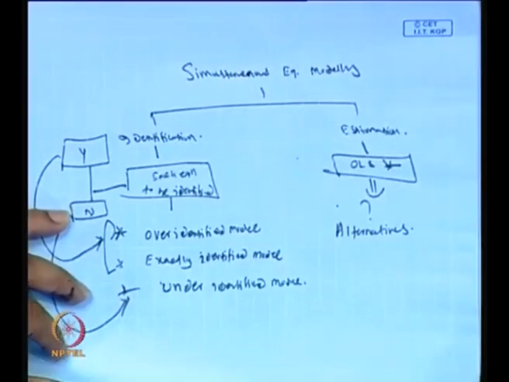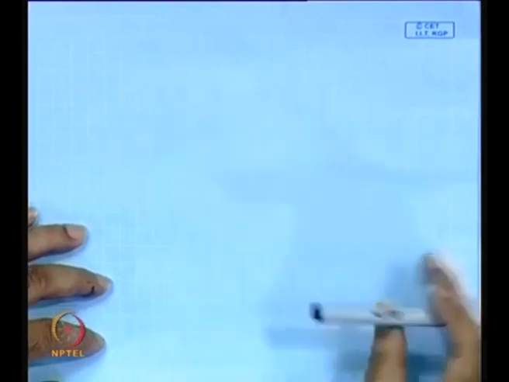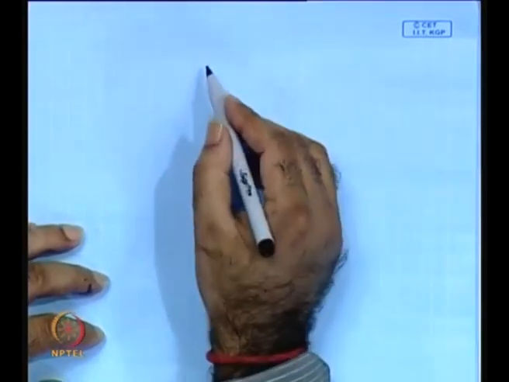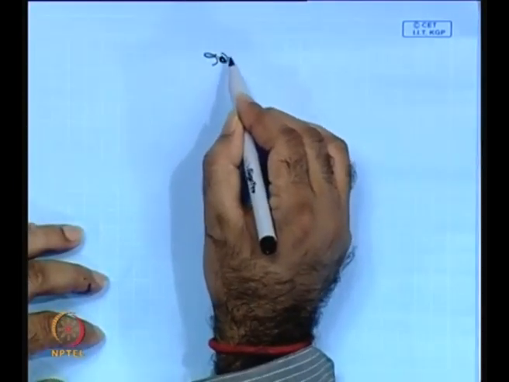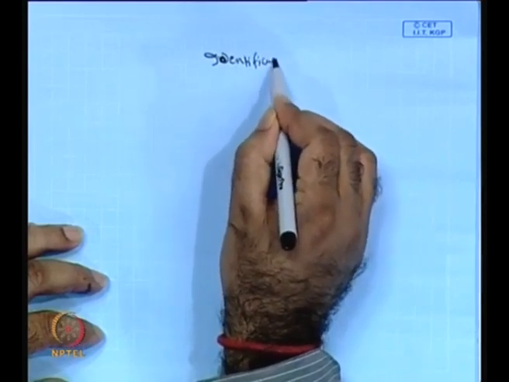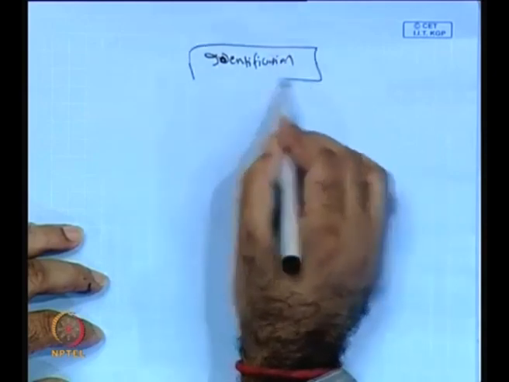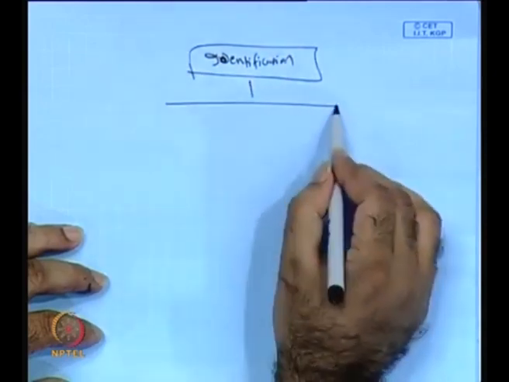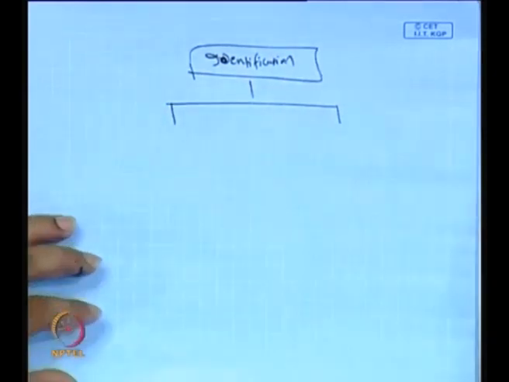So now how will you go for this identification? We start with identification first, then we will move into the estimation side. So what is this identification problem altogether? So far as the identification problem is concerned under simultaneous equation modeling, we basically use two different criteria to identify a particular equation in a particular system, I mean a simultaneous equation system.